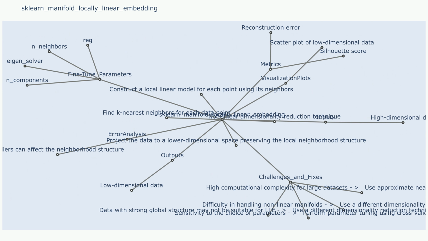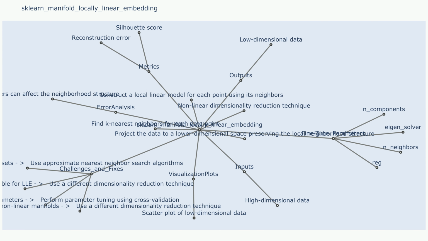Uncertainty methods. Confidence intervals for the embedding estimate the uncertainty in the embedding coordinates by considering the variability in the reconstruction weights. Out-of-sample extension: use a similar algorithm to embed new data points into the existing lower dimensional space.